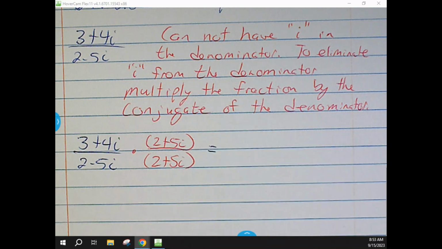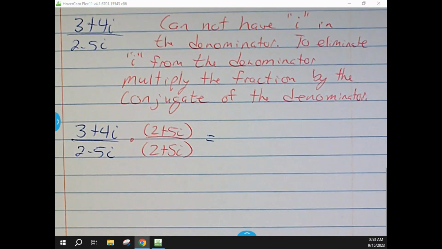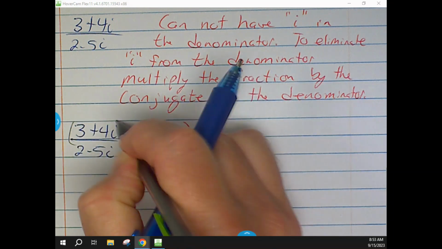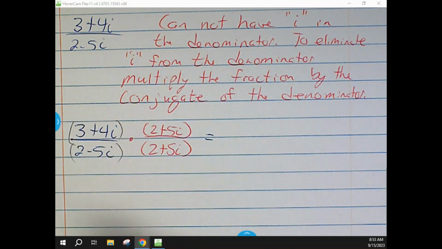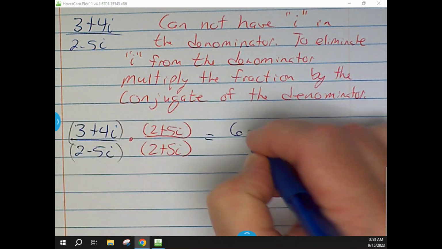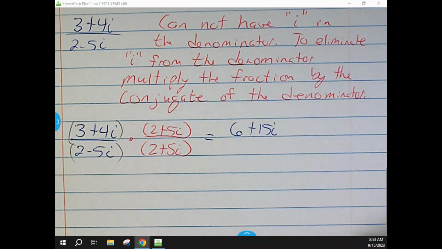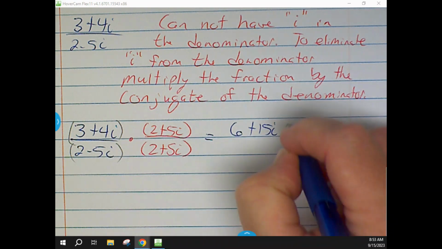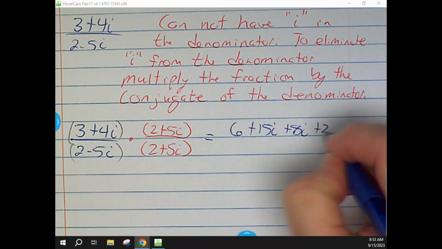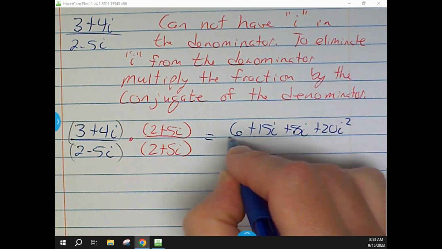So the top part. There is no real shortcut for the top part of this one, because we're going to wind up doing the full method. So we can think about this being in parentheses. It's 3 times 2 for 6. It's 3 times 5i for 15i. It's 4i times 2. And then it's 4i times 5i, which is 20i squared.